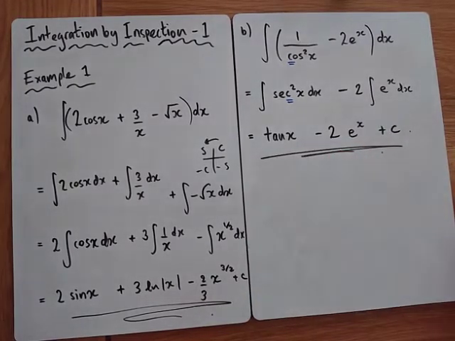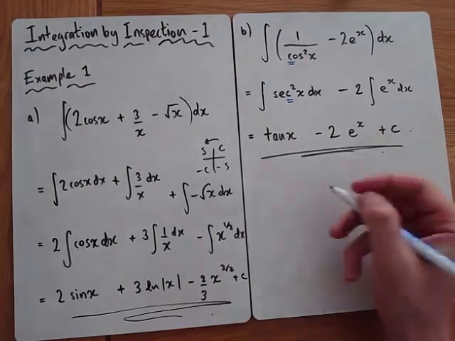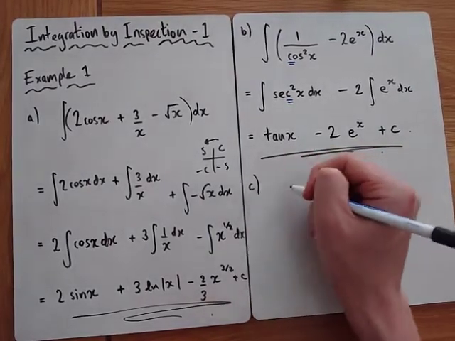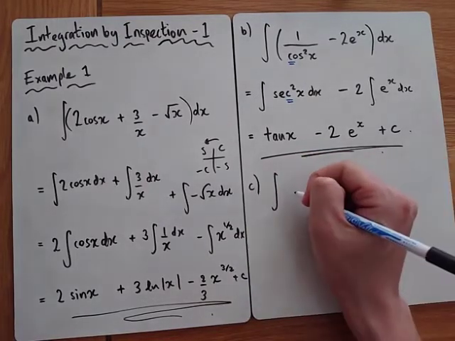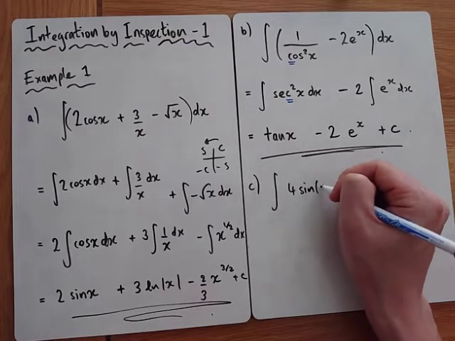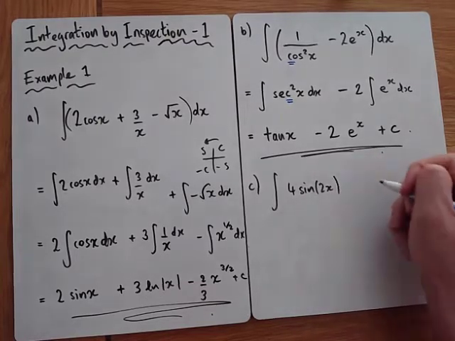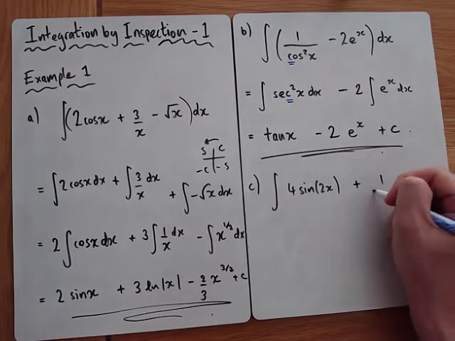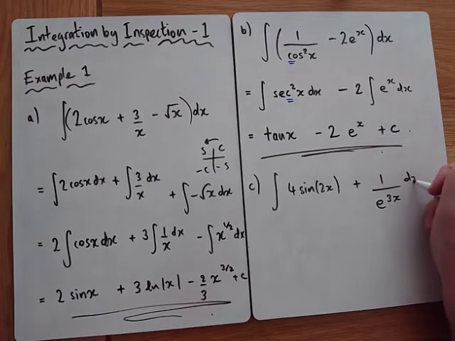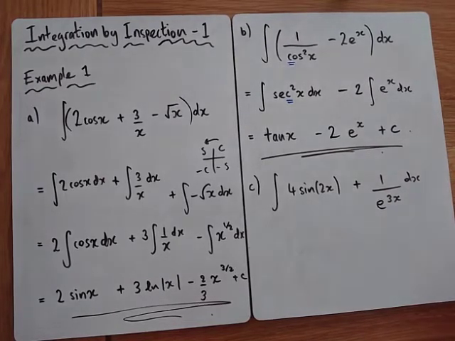I'm going to take a little detour from the handout. Let's just try one other question, which will illustrate the dividing technique, which is really important. So I'll make an extra one up. What about if we were going to integrate 4 sine 2x plus 1 over e to the 3x? Let's just try this one. You might want to pause it and have a think about that one before I go through it.